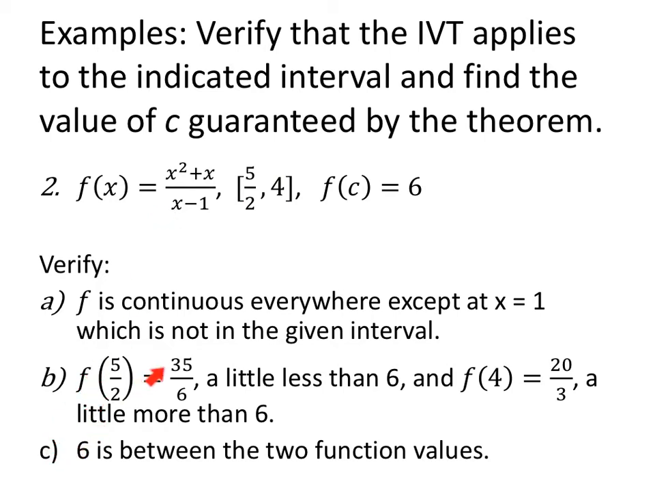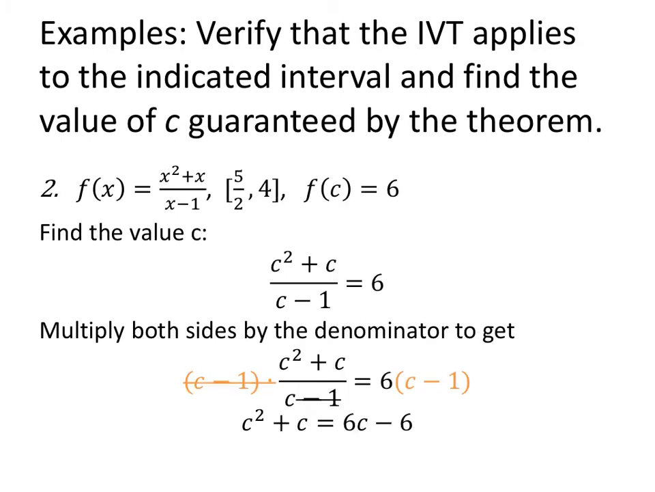f of 5/2 is 35/6, which is a little less than 6, right? It's 5 and 5/6. f of 4, f evaluated at the right endpoint, is 20/3, which is a little more than 6, right? That's 6 and 2/3. And our k value, 6, is between 35/6 and 20/3. So all of the conditions for the intermediate value theorem are met. We can find our value c.